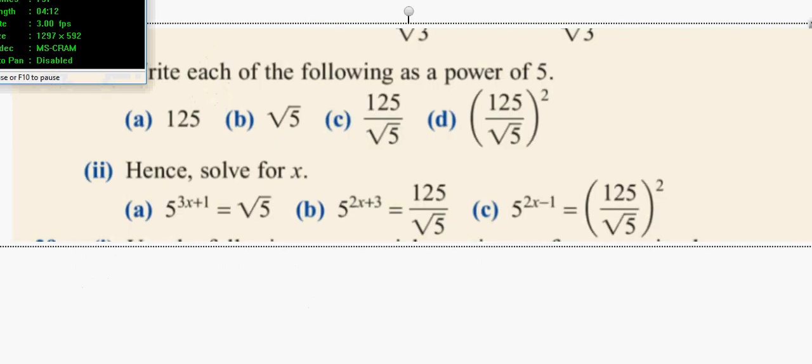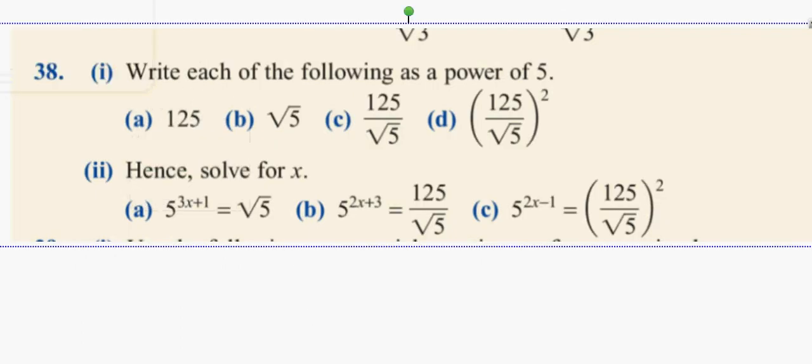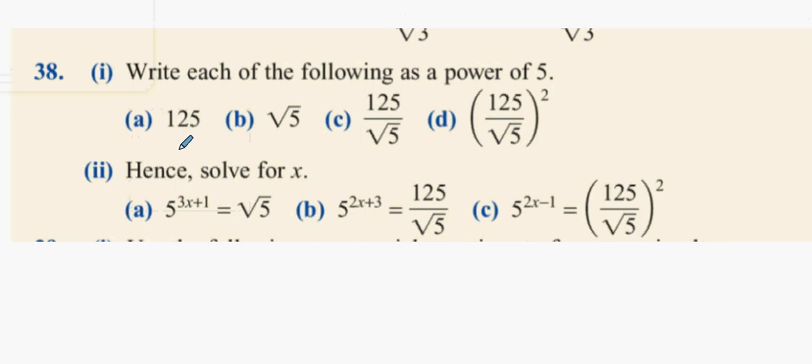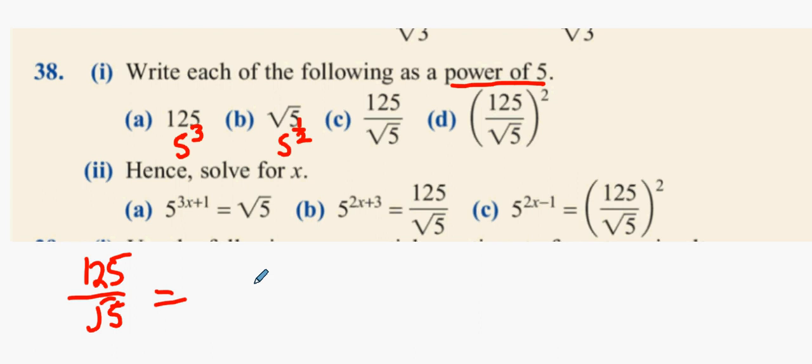This one looks like great fun. The first one, shift fact, what do you get? 5 to the power of 3. What's root 5? 5 to the power of a half, not 5 and a half, 5 to the power of a half. What's 125 over root 5? It says write it as a power of 5, so I have to change everything to 5s. What's 3 take away a half? 2 and a half, which is 5 over 2. Great. That's 5 to the power of 5 over 2.